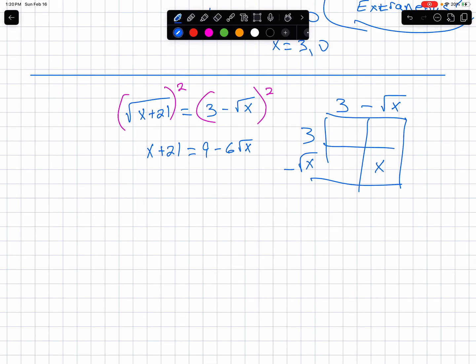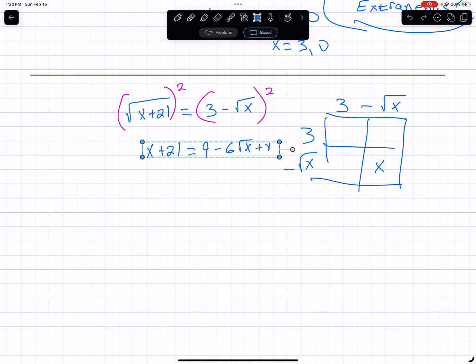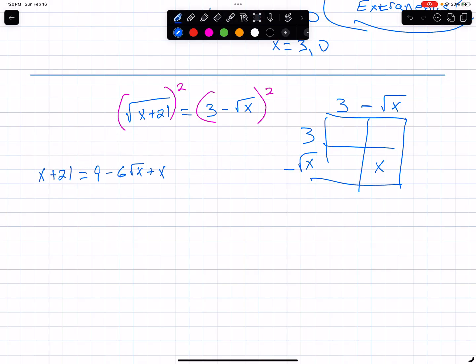Okay. So then I have plus x over here. I'm just going to move this over a little bit because it's getting scrunched. Let's try that all again. There we go. Okay. So again, what I'm trying to do is get this square root by itself.